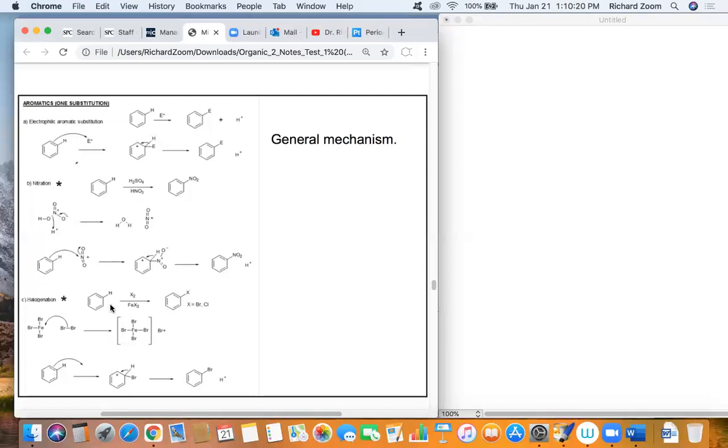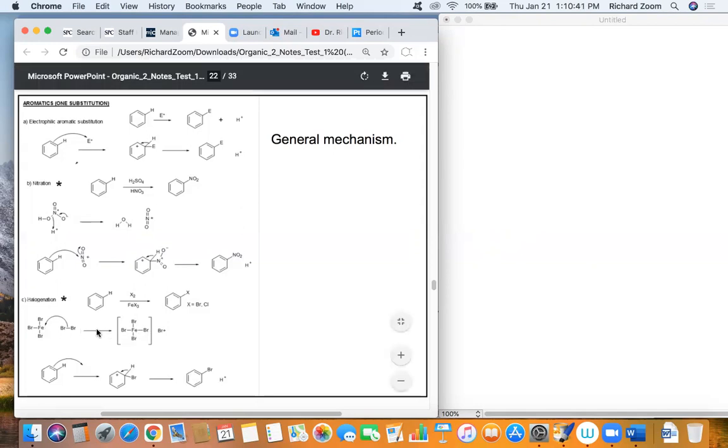We've already done the bromination one on the previous slide. But you can see it works just as well with chlorine. So if you have Br2 and FeBr3, that'll work. Or if you have Cl2 and FeCl3, that'll work as well. But the mechanism is going to be the same, except with the Cl's, it's going to be Cl, Cl, Cl, Cl, Cl. So it's the same kind of deal.